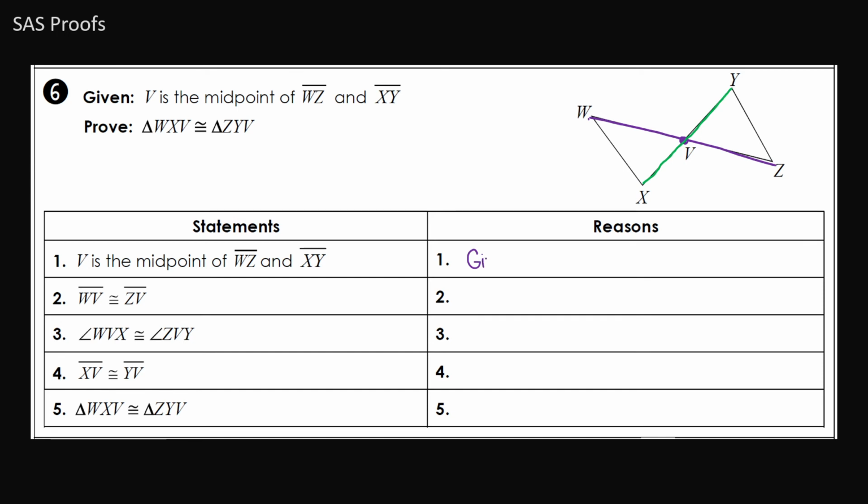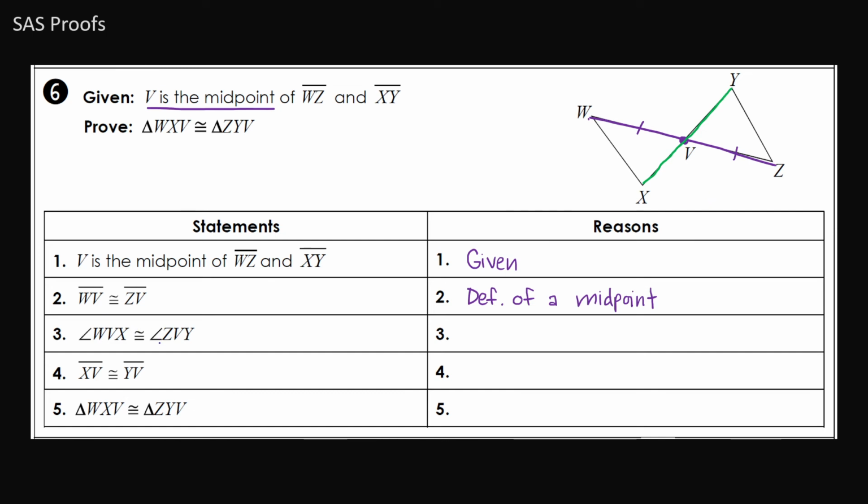Reason is given. And then our second statement says WV is congruent to ZV. Now, that would be true because V is the midpoint. If V is the midpoint of that segment, it means it cuts it into two congruent parts. So I'm going to say that's the definition of a midpoint, because that's what midpoints do. And I'm going to mark that on my diagram. WV and ZV are congruent.